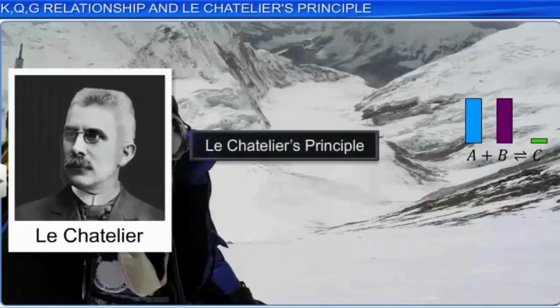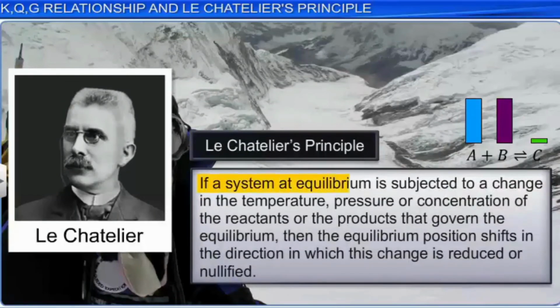Le Chatelier's principle may be stated as: if a system at equilibrium is subjected to a change in the temperature, pressure, or concentration of the reactants or the products that govern the equilibrium, then the equilibrium position shifts in the direction in which this change is reduced or nullified.